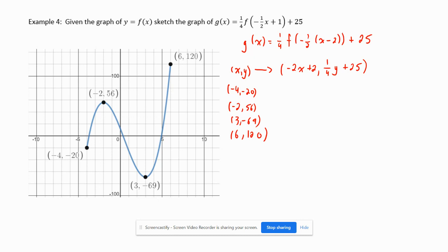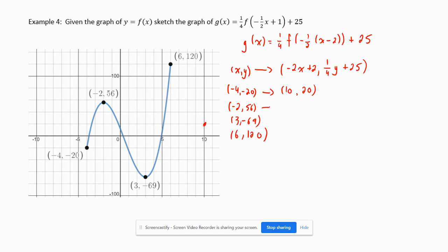Okay, so applying this, negative 2x plus 2. So negative 4 times negative 2 is 8, plus 2 is 10. 1/4 times negative 20 is negative 5, plus 25 is 20. So our first point is going to be 10, 20. 10, 20 will be right here.